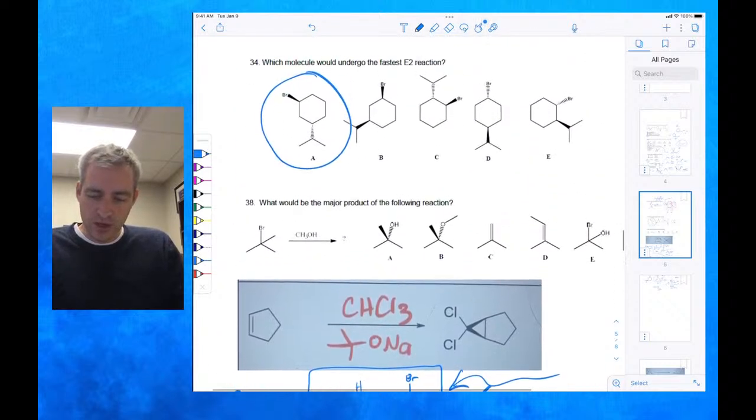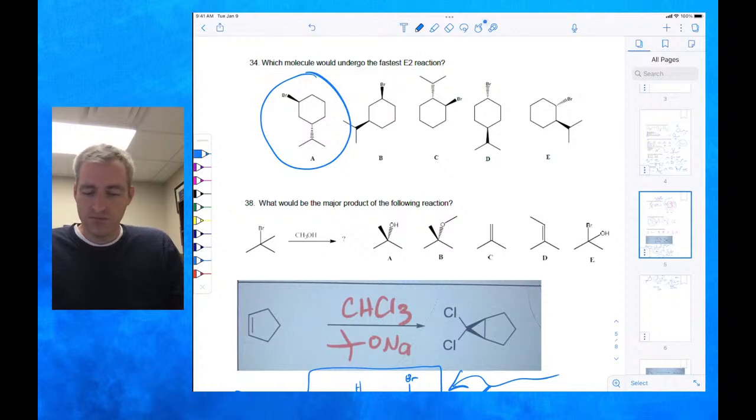And we could do the same thing. We could draw all of these examples, but what we're going to find is the best one is going to be, I guess, A. None of the other ones look very good. Yeah, D, I can tell when it's trans. When the two groups are trans, same for C and E. If it's 1,2 or 1,4 disubstituted trans, the best conformation has them both equatorial. So yeah, not C, not D, not E, and not B. A is good for that reason.